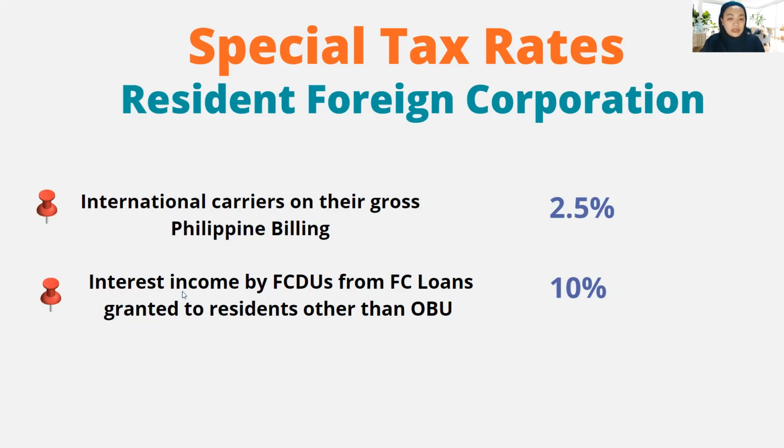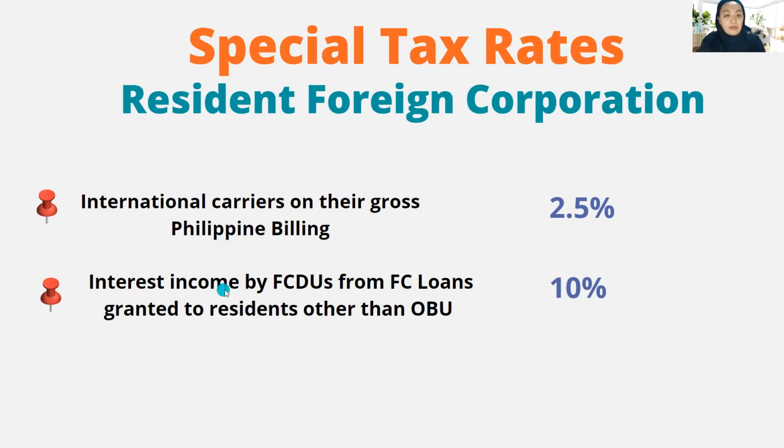Later on, we will focus as well on these foreign currency deposit units as to the passive income. In your individual income tax, meron din tayong passive income of which. Now, take note that this interest income by a foreign currency deposit unit is other than the OBU. So there's a difference between a foreign currency deposit unit and an offshore banking unit. So you have to take note of that. A foreign currency deposit unit may be owned by a domestic bank, which has a different division. So meron silang local currency division, and then meron din silang foreign currency deposit unit.